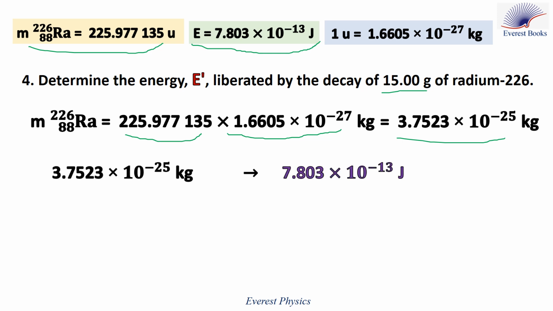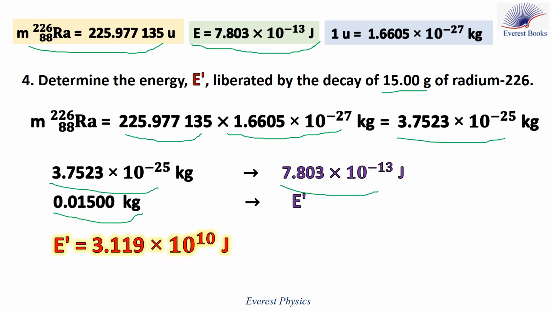Now, if one nucleus of radium gives 7.803 times 10 to the power minus 13 joules when it decays, what is the energy produced due to the decay of 15 grams, or 0.015 kilograms, of radium-226? The answer is 3.119 times 10 to the power 10 joules.